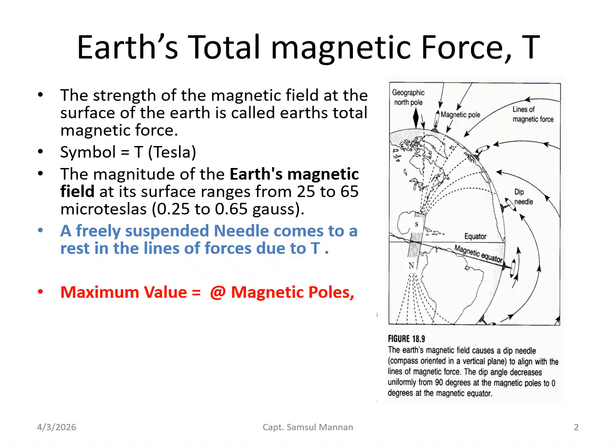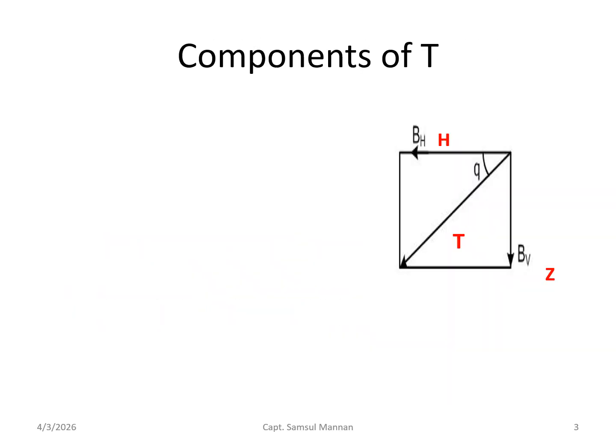The value of the Earth's total magnetic force is minimum at the magnetic equator. This Earth's total magnetic force is a vector, and it has two components. The component in the horizontal direction we call the horizontal component of Earth's total magnetic force. It is denoted by H. And the component in the vertical direction is denoted by Z.